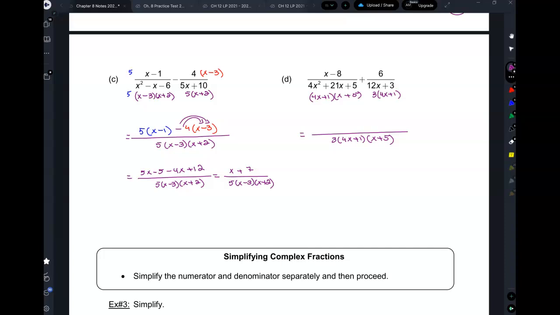Okay, so now look. Compare this LCD with the first denominator. What's extra here? 3. So I multiply this by 3. Okay, compare the LCD with the second denominator. What's extra? X plus 5.